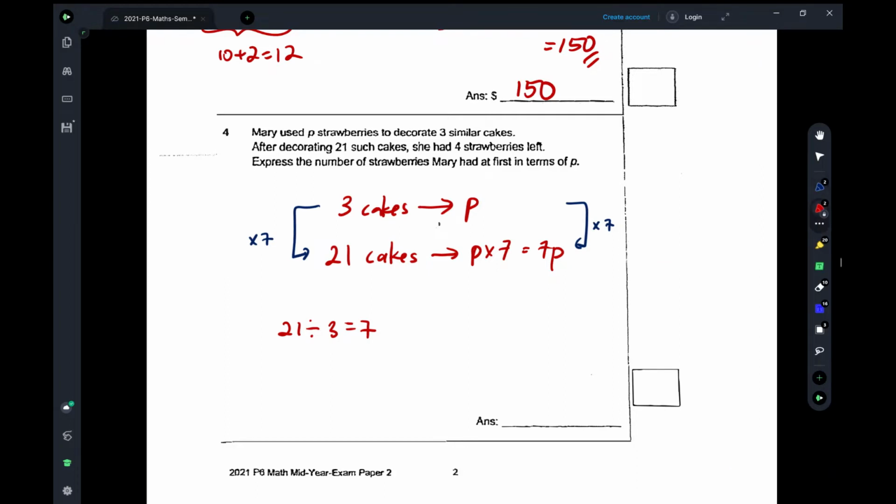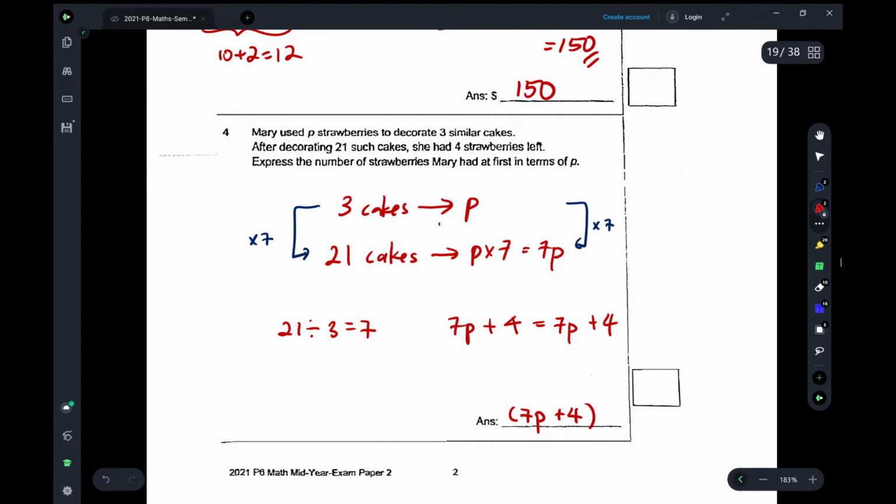And Mary had 4 strawberries left, even after decorating. So there will be 7P plus 4, which is still 7P plus 4. Because 7P is in the family of P, while 4 is just a whole number, so we cannot add them together. So the final answer is 7P plus 4. Don't forget to put the bracket in.